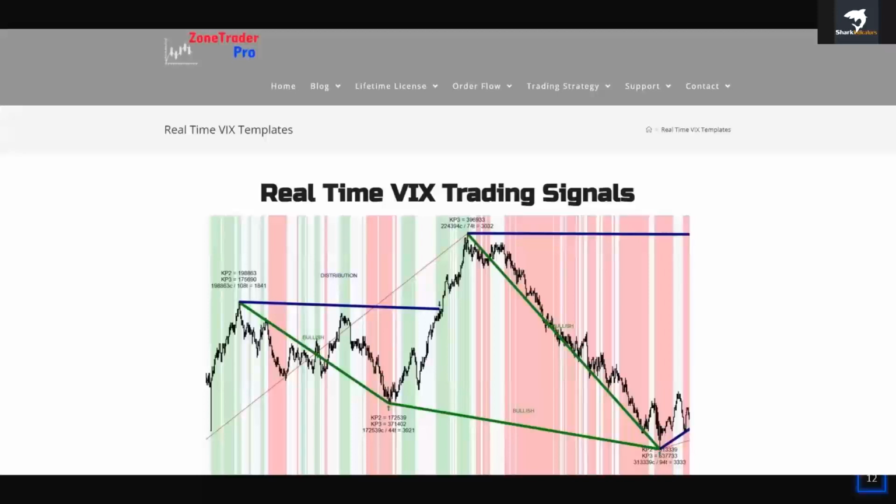Now, on my website, I have a web page under the trading strategy called Real-Time VIX Templates. And if you come to that page, you can actually see how I'm combining the VIX with the signals to give different versions of this template.